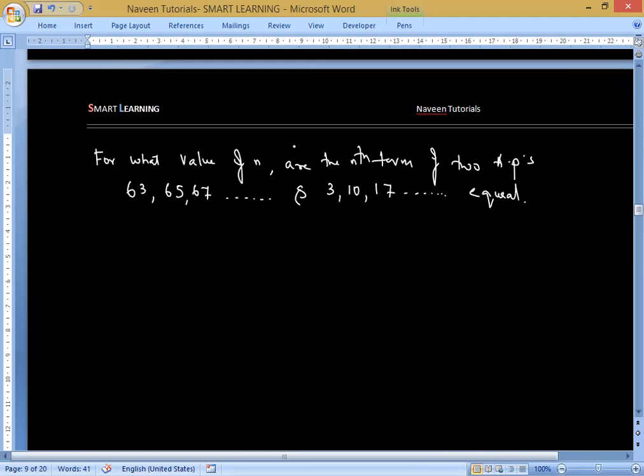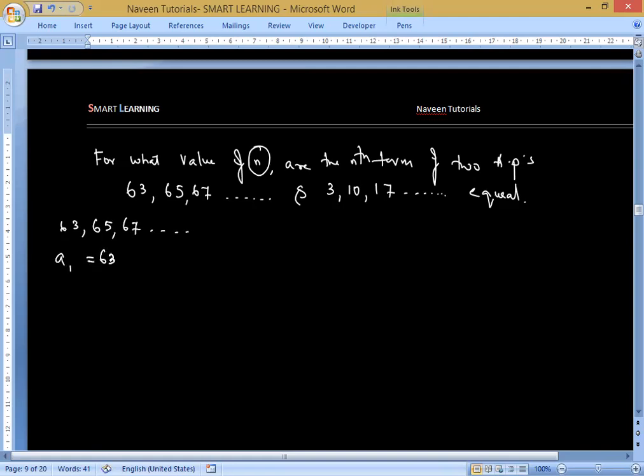So he's asking you to find the value of n. In this case, two series are given and both series have equal nth terms. Nth term is equal means when you substitute the values of a and d, those two values are the same. So if two values are the same, then find the value of n. That is our question. So first what I'm going to do is write the series 63, 65, 67, and so on.